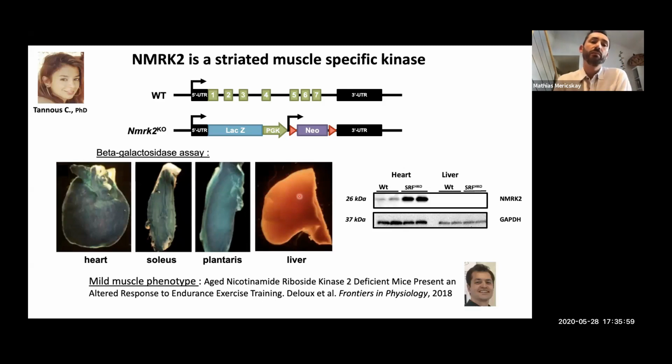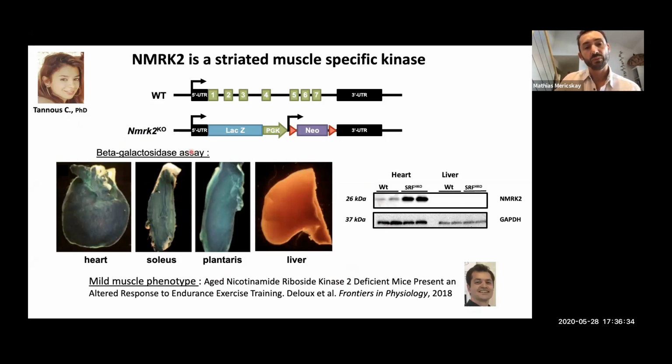So this is the scheme of the inactivation of the wild-type NMRK2 gene. Basically, we used a knockout clone, that is an elimination of the whole coding exons of the gene, which is a relatively small gene, so that was easy to do, presumably. And that is replaced actually by a LacZ. The phenotype of this mouse has started to be explored by PhD student Cynthia Tanus in my group at the level of the heart, and by Robin Delou in the muscle.